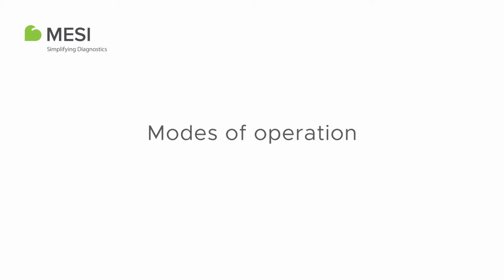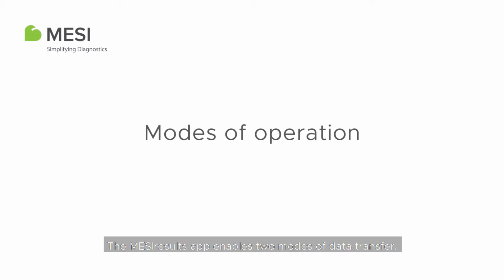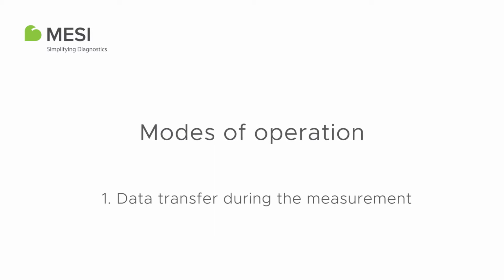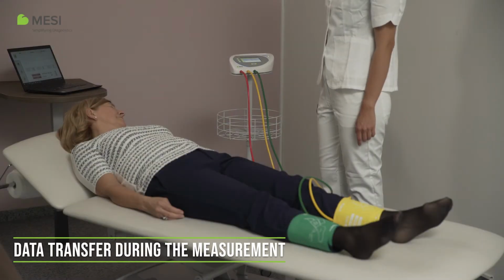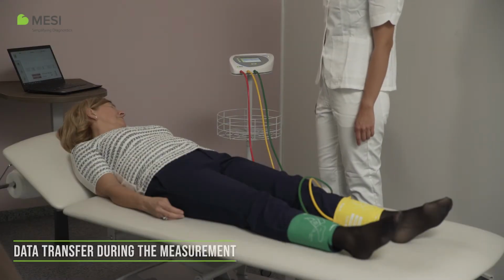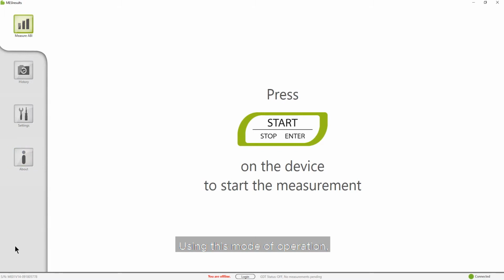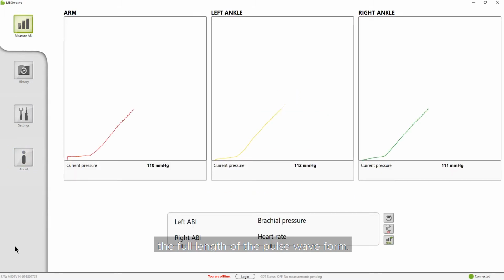Modes of operation. The MESI Results app enables two modes of data transfer: transfer of the data during the measurement and after the measurement. Data transfer during the measurement. Using this mode of operation, you will be able to record the full length of the pulse waveform.